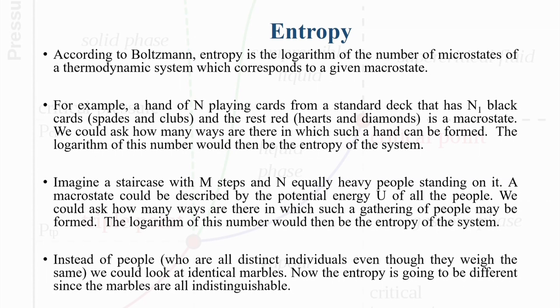But instead of people, I can imagine distributing marbles on the staircase. So, imagine equally heavy, identical marbles on the staircase. In this example, I am not going to distinguish between the marbles, they are absolutely identical. Now, I can ask the same question, how many ways are there of distributing the marbles on the staircase? You will see that the answer is going to be different from what it was if I was talking about people, because now the marbles are all identical. So, now I can find the entropy, which would be the logarithm of the number of ways of rearranging these marbles consistent with these constraints.